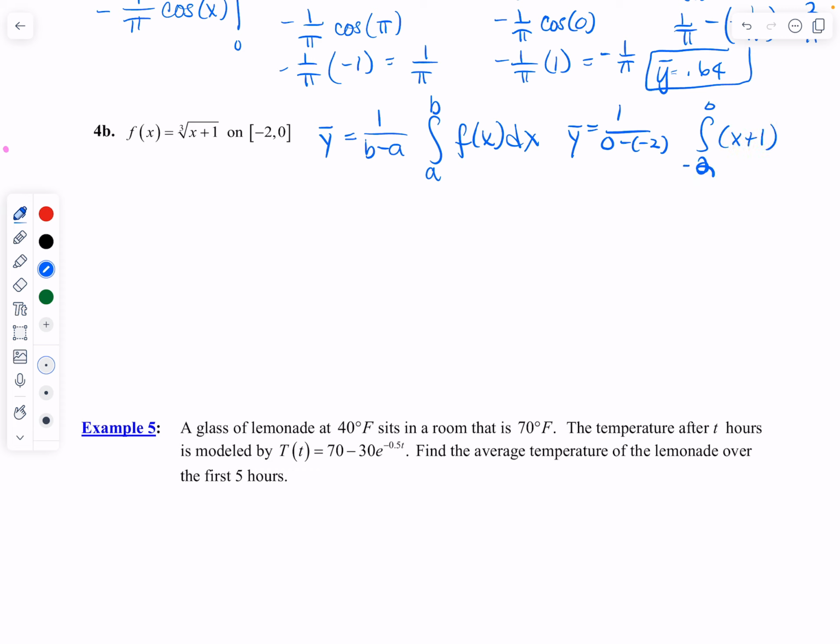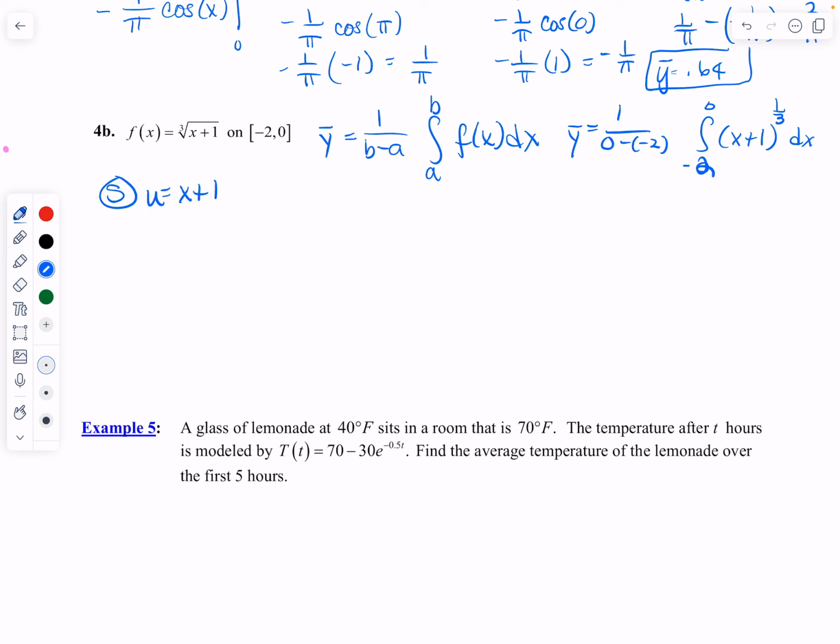So I know I have to use substitution on this because I cannot do this. There is no rule that matches up with x plus 1 to the 1/3 power. So I'm going to use substitution. I'm going to let u equal x plus 1. My leftover is dx. So du equals 1 dx. So I'm in good shape. So that checks out. That's good.